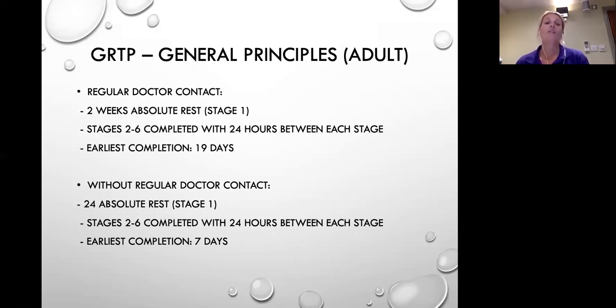If you are someone with non-contact to a doctor, say you're not an elite rugby player, you have to have 2 weeks complete rest. And then if you're deemed good enough to go on to the next stages, you complete the next stages on sequential days with 24 hours in between, and it's 19 days to get you back.